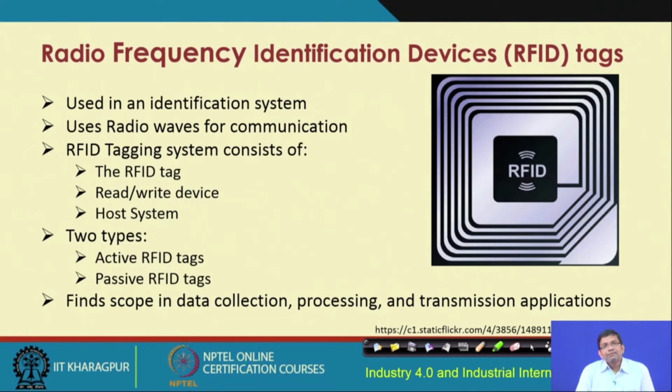There are two types of RFID tags, the active tag and the passive tag. These different tags would be able to collect the data, which will be further processed and would be sent to the applications that need the processed data.